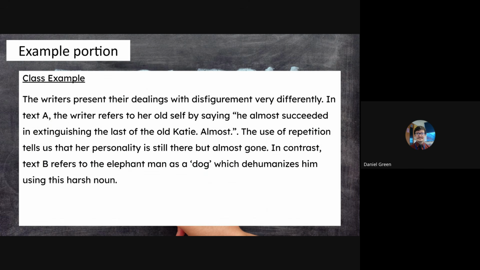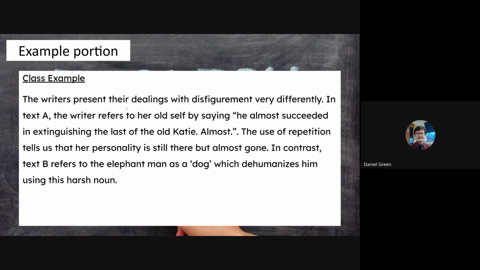This question was specifically about disfigurement, and it was 2 different texts that cover the topic of disfigurement. The writers present their dealings with disfigurement very differently. In text A, the writer refers to her old self by saying he almost succeeded in extinguishing the loss of the old Katie, almost. The use of repetition tells us that her personality is still there but is almost gone. In contrast, text B refers to the elephant man as a dog, which dehumanizes him using this harsh noun.